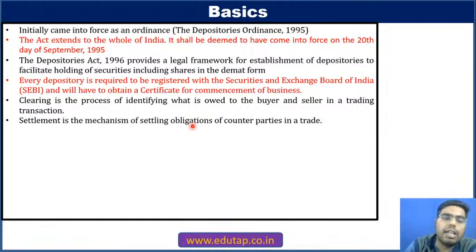And once you have done the clearing, the next step is settlement. Settlement is the mechanism of settling obligations of counterparties in a trade. Suppose I have bought 2 shares and I have sold 1 share. The first task will be clearing, to identify how much I have bought, how much I have received. Next is settlement, to settle the transaction. Settlement means settling the obligations, giving shares to me, taking money from me. That is the settlement process.